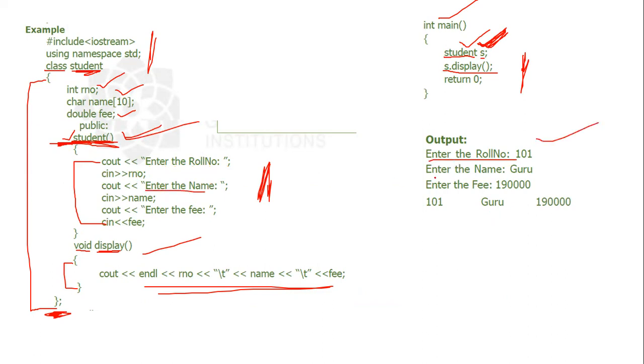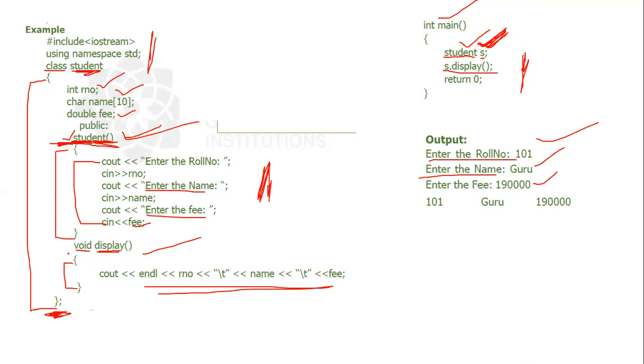Again, enter the name. It prints enter the name. I'm giving the input for name as Guru. And next it asks enter the fee. I'm giving some value for the fee. It is assigned to fee. So at the time of object creation, this constructor is invoked and this set of statements are executed and control comes back.